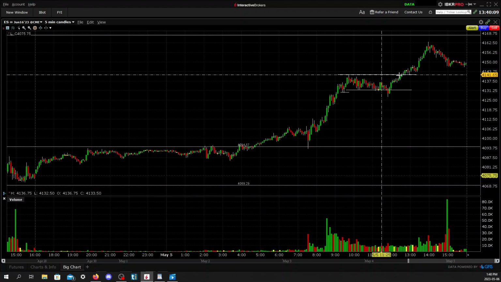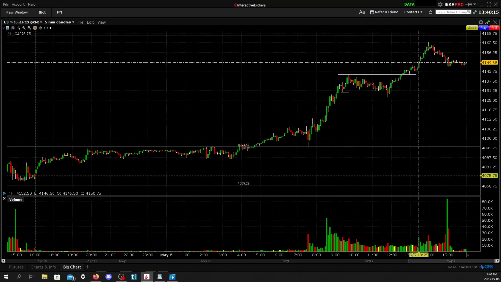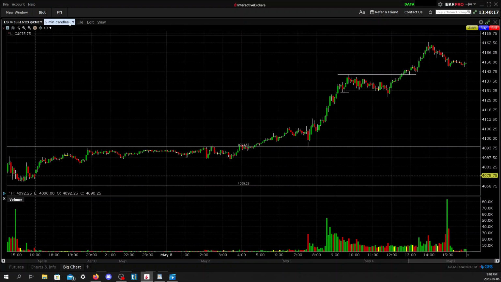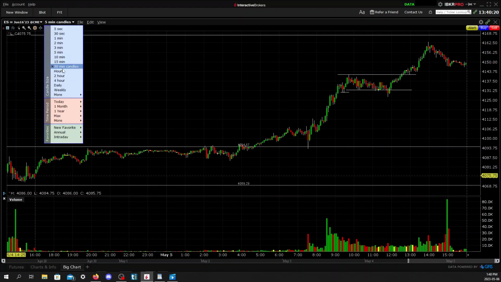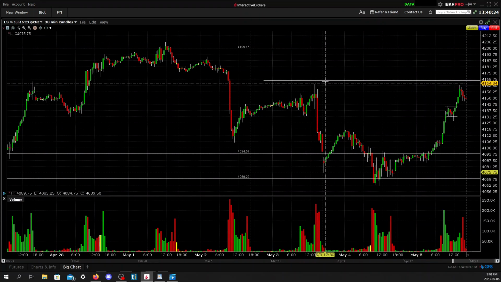And I was going to scale out over this high. And then my next target was going to be just around 41.50. And if we zoom out here, I'll show you guys kind of what I was looking at. So I was interested in scaling out into this area here.